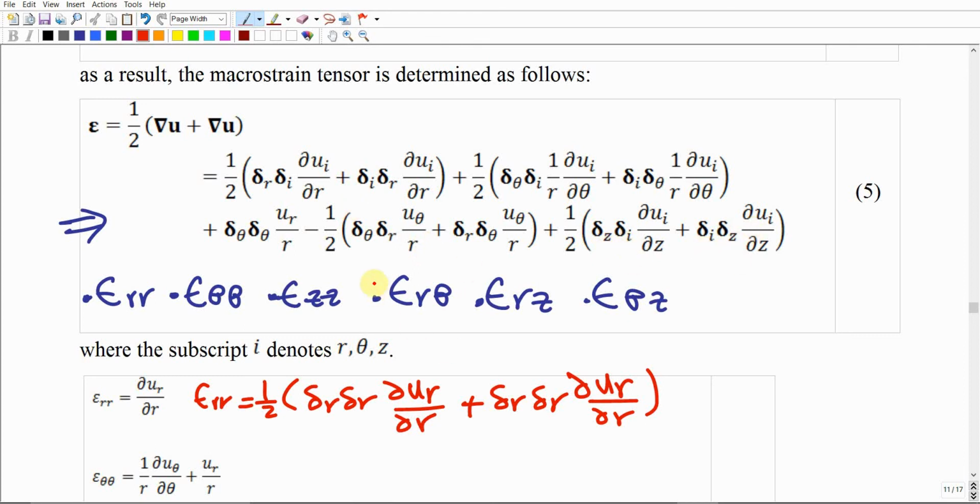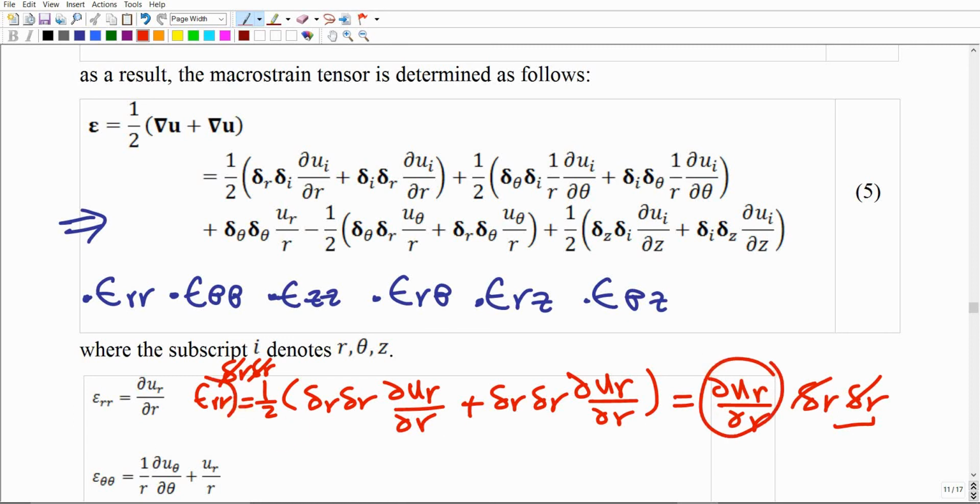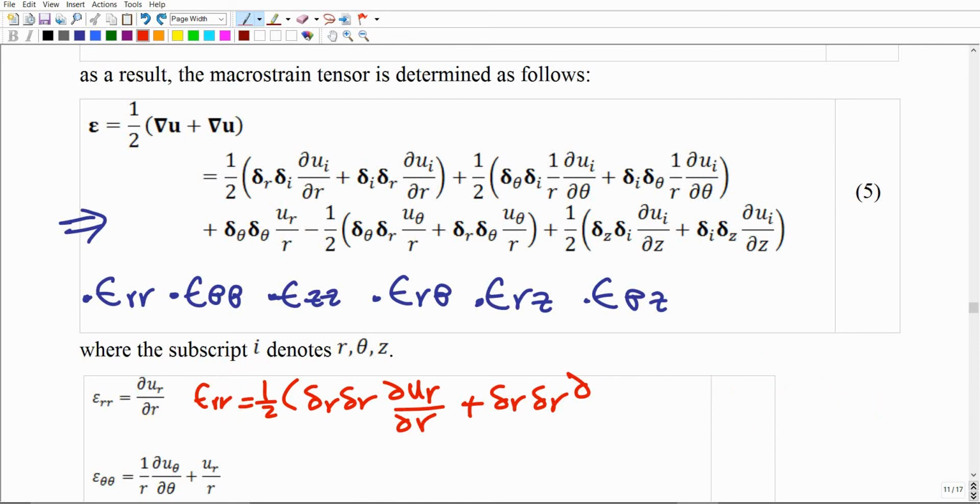So the only terms that will be included from this expression are just these two terms, which are going to give us at the end, if you sum these two because they are identical, the partial of UR with respect to R, with the delta R here. So this one will be cancelled with this one, so it means that we're just getting the component. So this is the RR component of the strain. The same thing can be applied if you just follow the procedure to all the other components. We're going to end up with the same value, right?